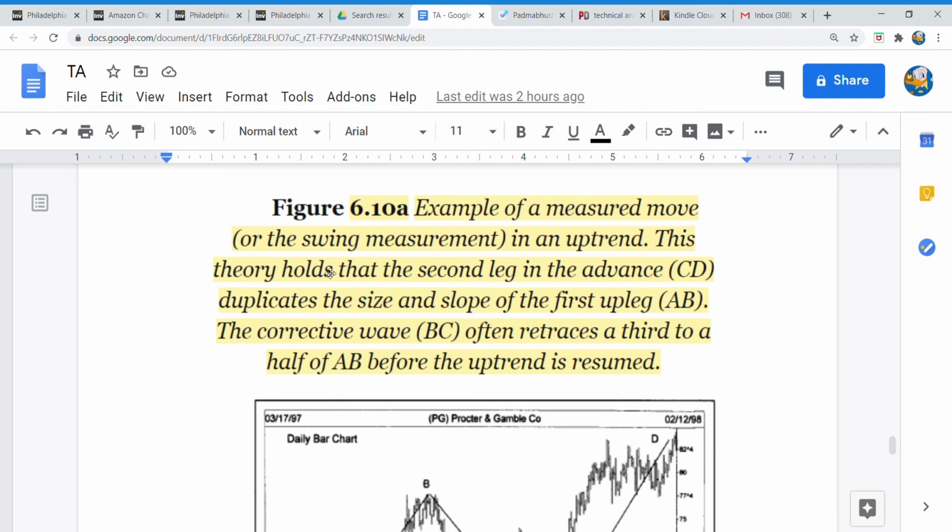Example of a measured move, or the swing measurement, in an uptrend. This theory holds that the second leg in the advance, CD, duplicates the size and slope of the up leg AB. The corrective wave BC often retraces a third to a half of AB before the uptrend resumes.